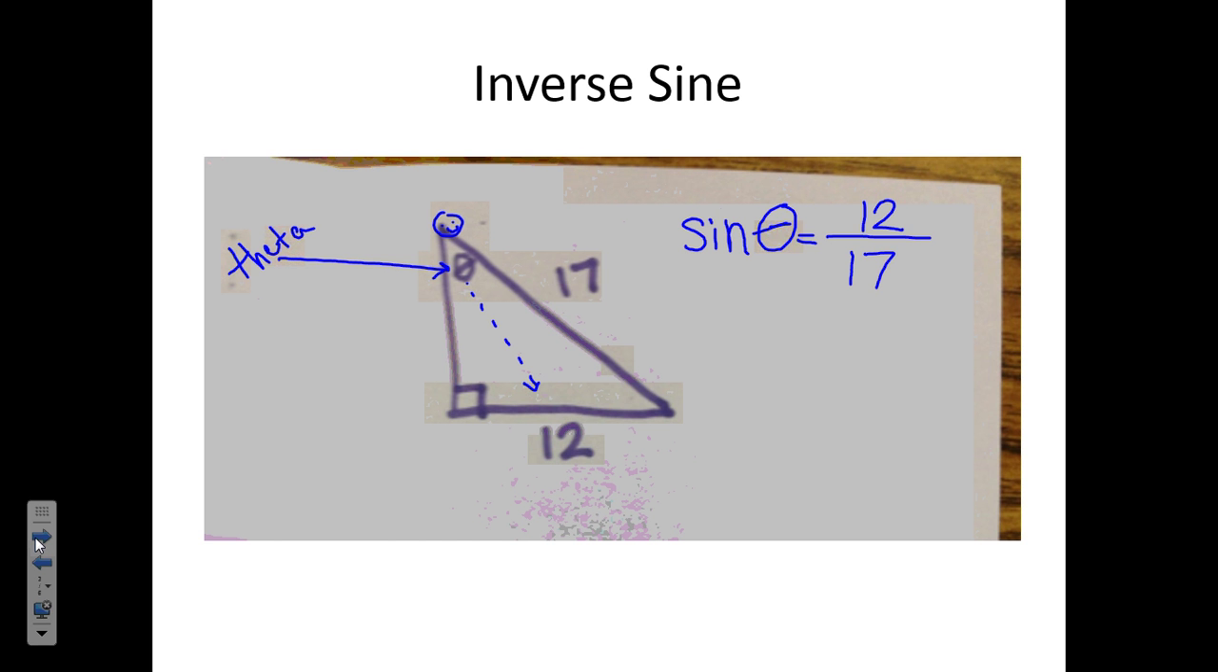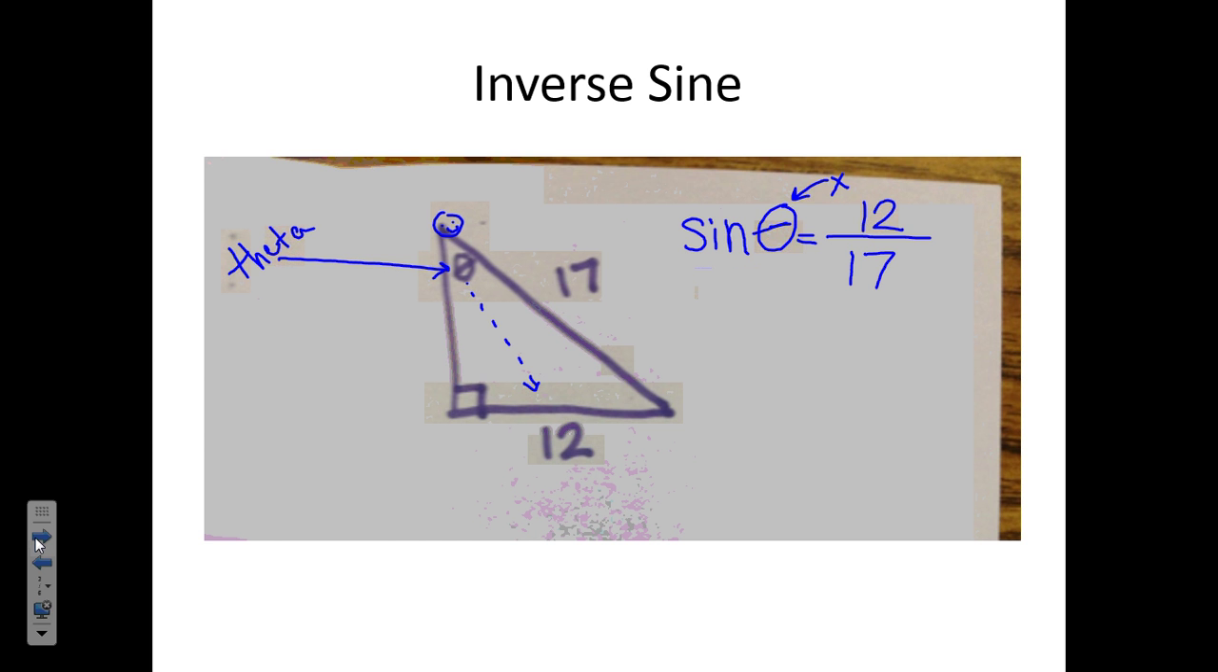Now, I'm trying to figure out what this is. It's just like an x. It's just like saying sine of x. I need to get that alone. I need to figure out what it is, what that angle is. How do I do that? Well, I can't divide by the word sine. Okay, that's a word. You don't divide by words.